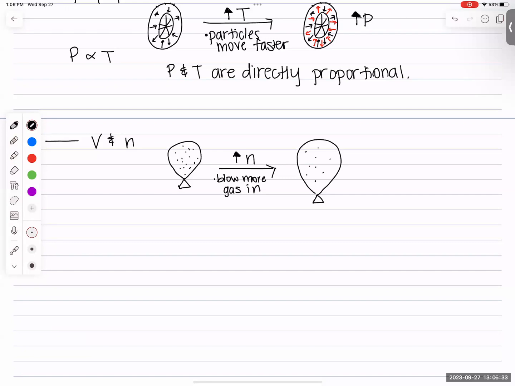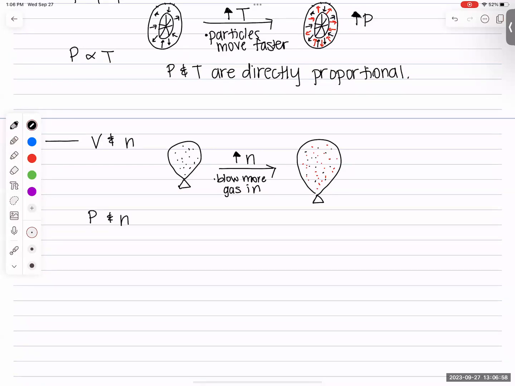So I'll put in some dots. That was the before dots, and I'm going to put in some red dots. These are the extra ones we blew in there. So now we have more moles, and the balloon expanded to give us more space for that. This is assuming that the pressure inside and outside is staying the same. If it's a closed container, let's look at that really quickly.